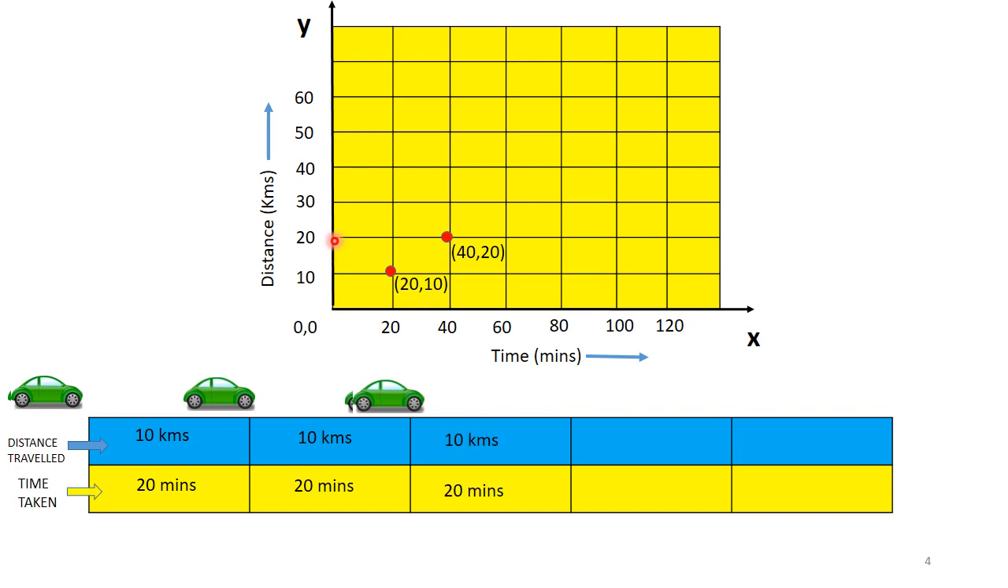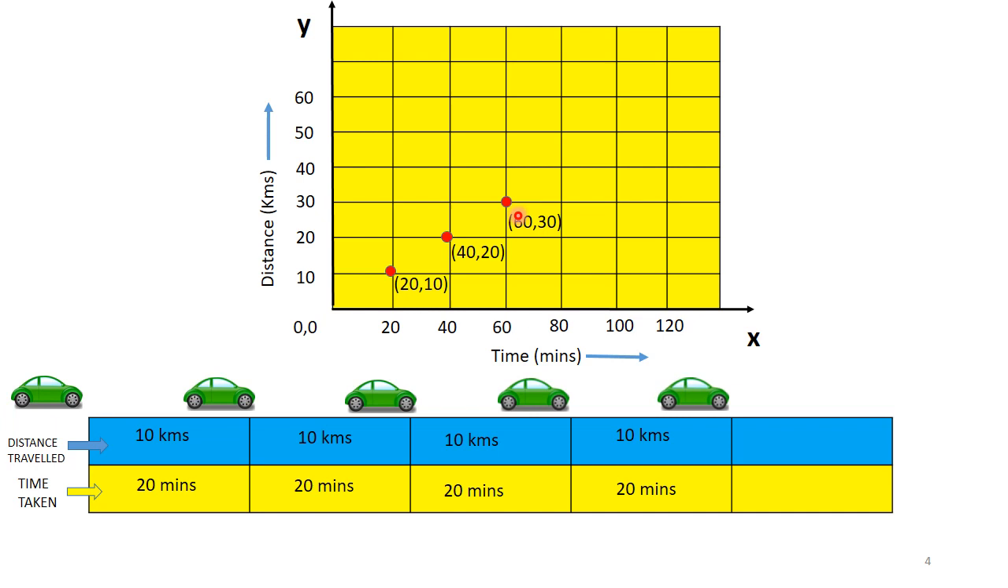Now for the next phase, again the car travels 10 kilometers and the time taken is 20 minutes, but the total distance covered by the car from the initial point is 30 kilometers, and the total time taken to cover this distance of 30 kilometers is 60 minutes. So we are going to plot it on the distance time graph: 60 and 30. 60 is the time taken and 30 is the total distance covered.